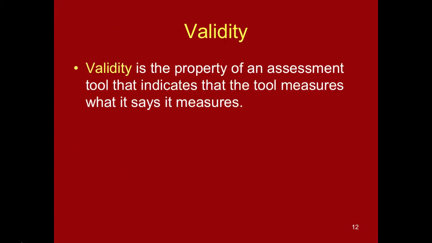Validity is the property of an assessment tool that indicates that the tool measures what it says it measures or does what it says it does. For example, if the assessment says it is a measure of personality, then it should not measure other variables such as mood. Or on an achievement test that is assessing a test taker's ability to calculate reliability, you wouldn't expect an item that asks for the test taker to explain the causes of the American Civil War.